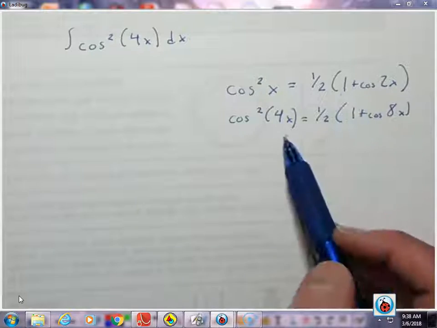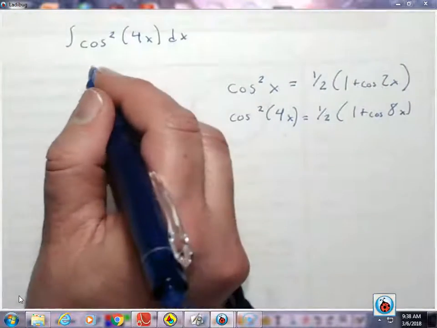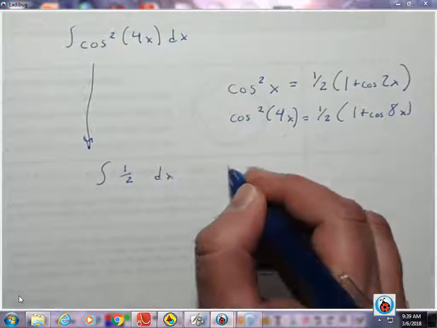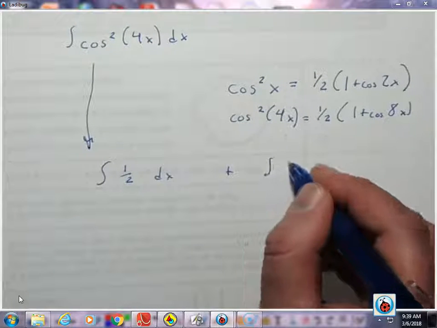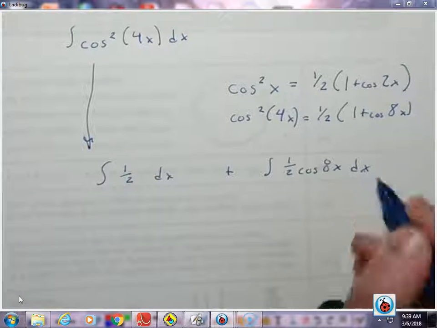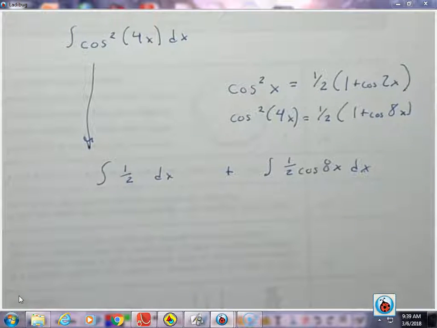Yep. So these just have to be double. So you just need to change this to be integrating 1/2 plus integrating 1/2 cosine 8x. And you should be able to do that. And that's a very common substitution. I would expect to have to integrate cosine squared of something on your next test.